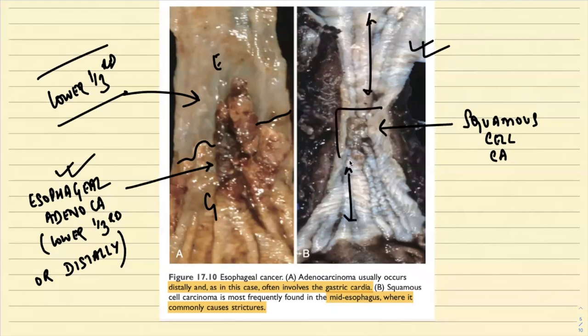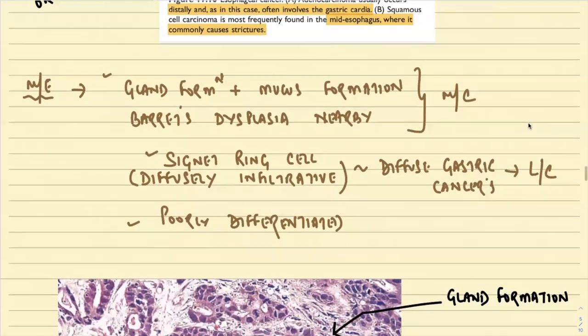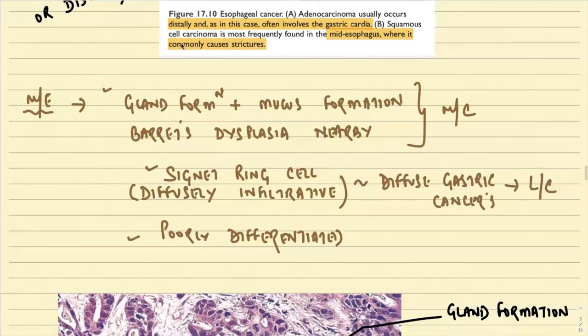But in the middle third, you are seeing a constricting mass, which is the most common site of squamous cell carcinoma. More than 50% of squamous cell carcinomas occur in the middle third, whereas in the lower third, esophageal adenocarcinoma occurs. Microscopically, any kind of adenocarcinoma will show gland formation, and that gland is going to secrete mucus, so there will be mucin formation.